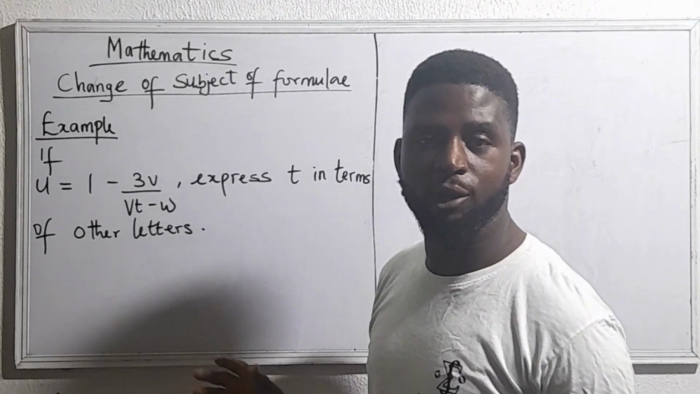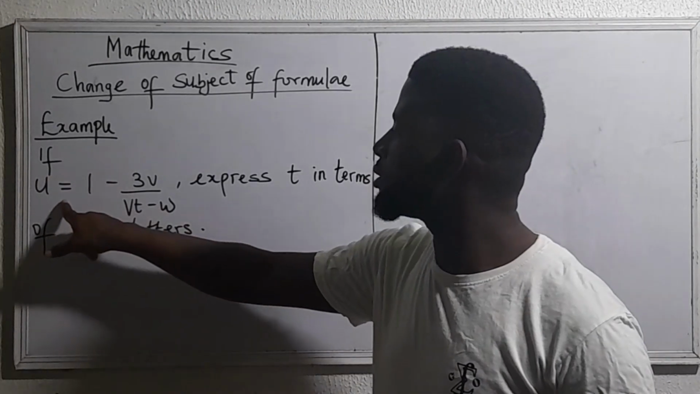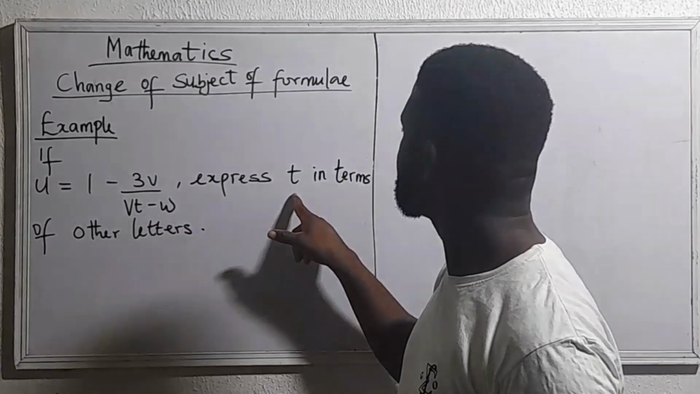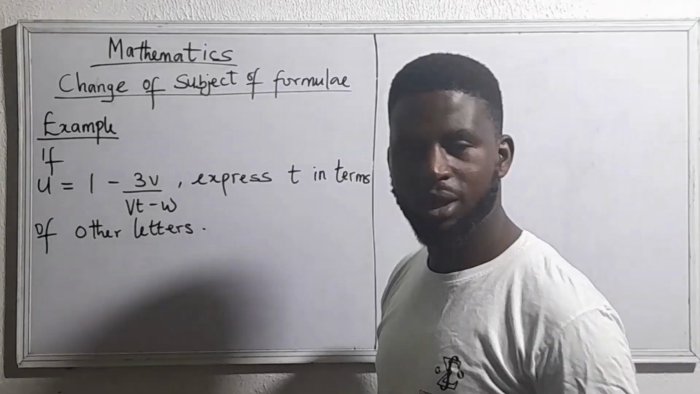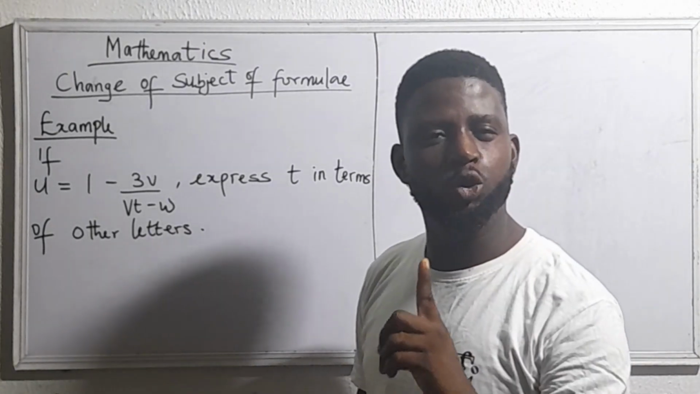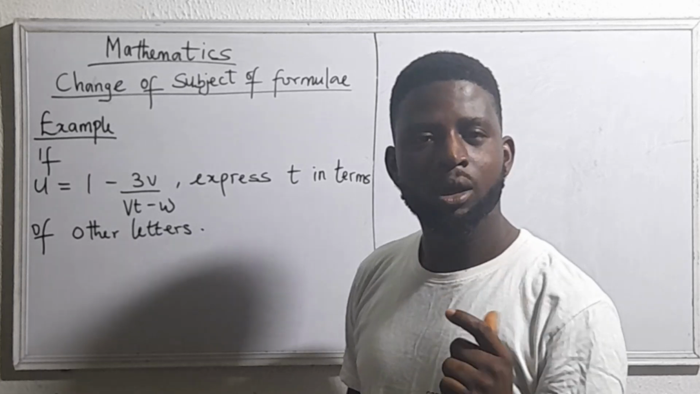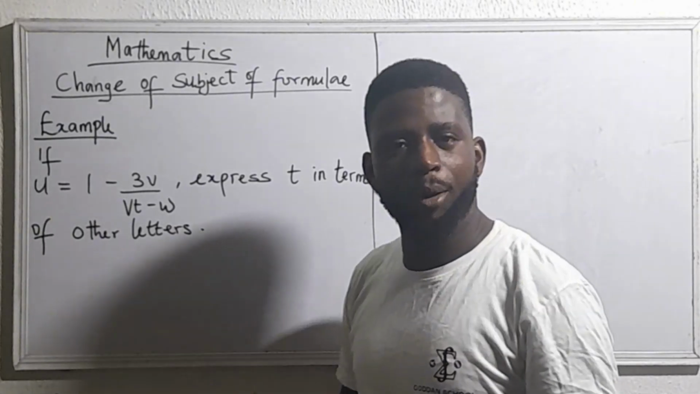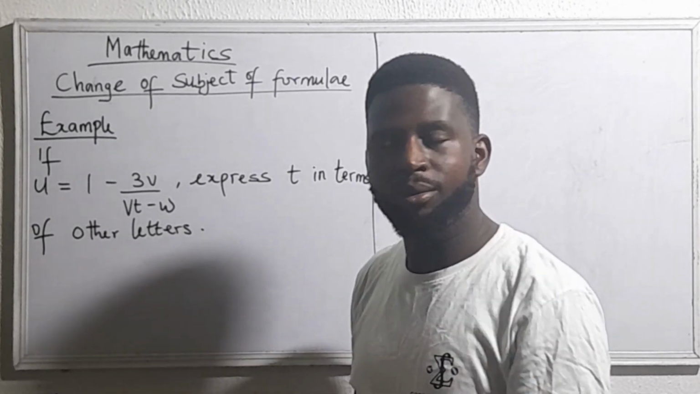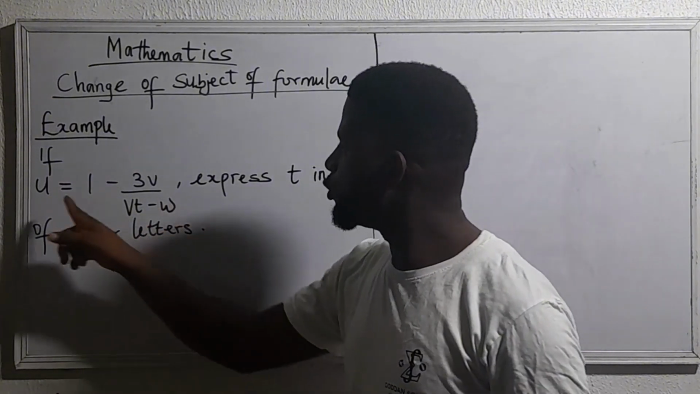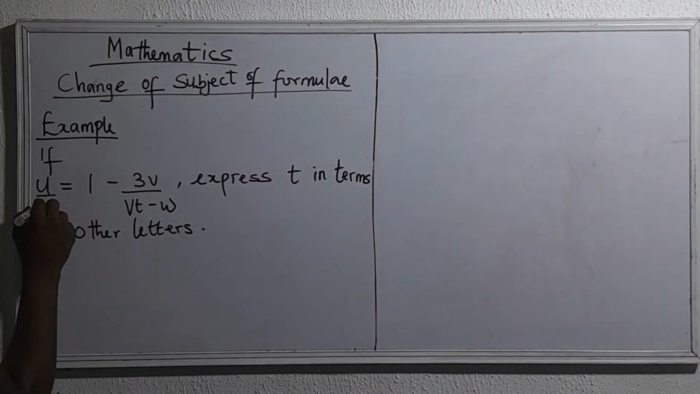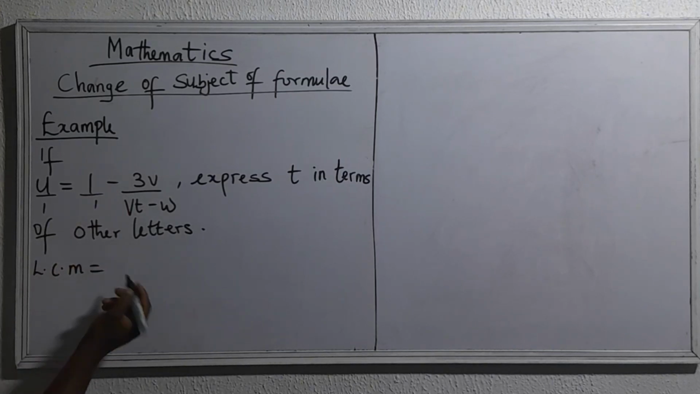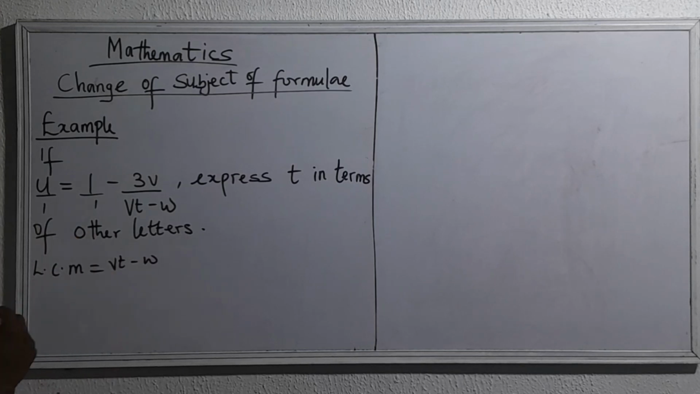Final example before we end the class today. We have if u is equal to 1 minus 3v over vt minus w, express t in terms of other letters. Now, the first thing you should always note, whenever an equation involves fraction, first find the LCM of all the terms, then multiply all terms by that LCM. The same thing we do here. We have u. Of course, the denominator for u is 1. Denominator for 1 is 1. So our LCM is equal to what? Vt minus w.